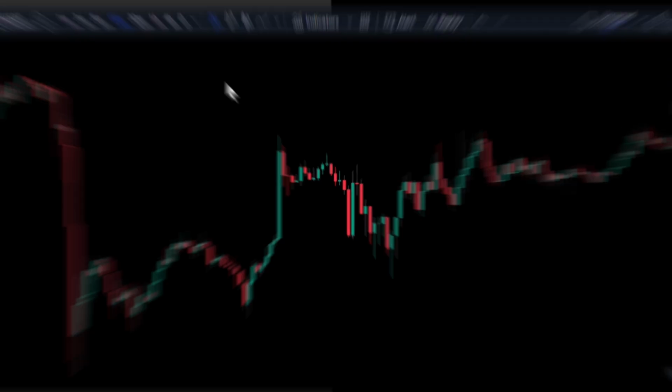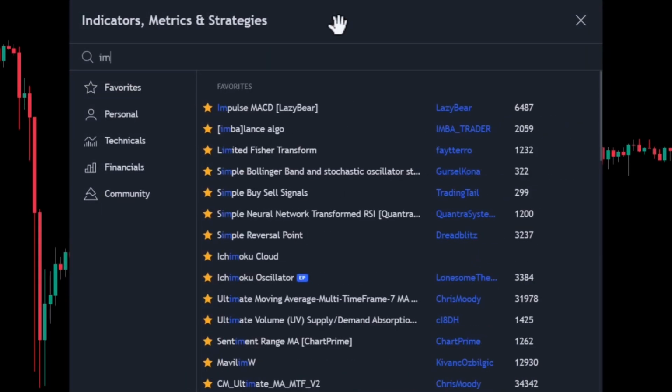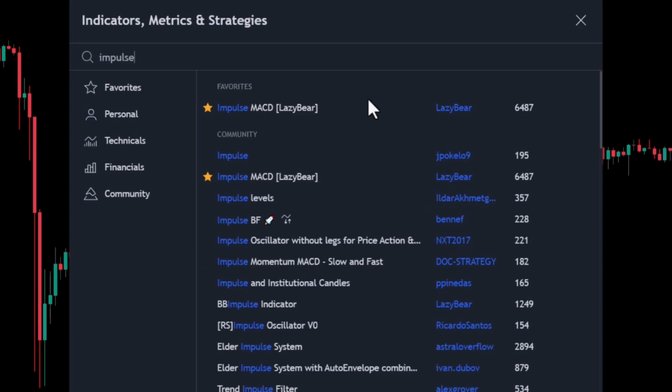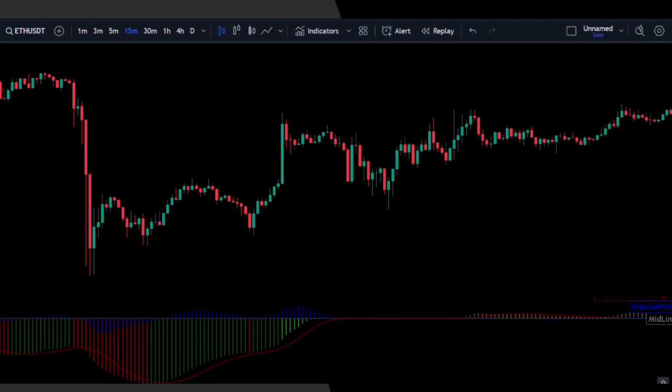Now, let's talk about our secret weapon, the Impulse MACD. It's like the traditional MACD, but with a special twist. This version filters out noise with a moving average range, which helps keep things steady, even in sideways markets. Once it's on your chart, you'll see the classic MACD histograms hanging out below the chart, along with a handy signal line to guide you on when to jump into a trade.